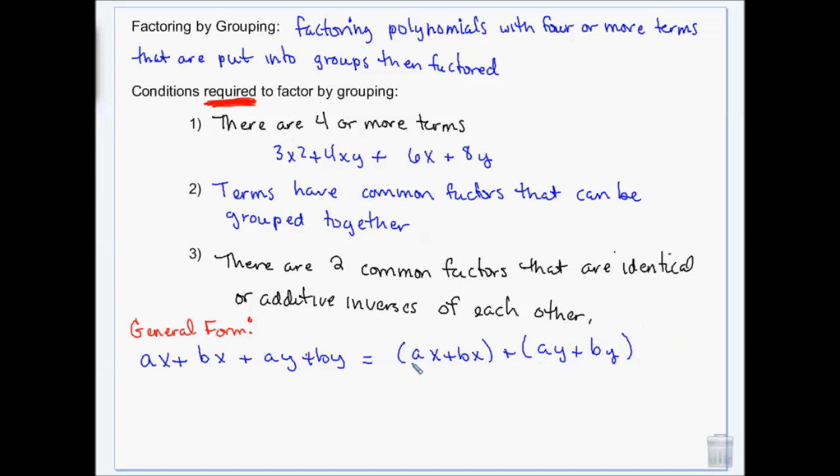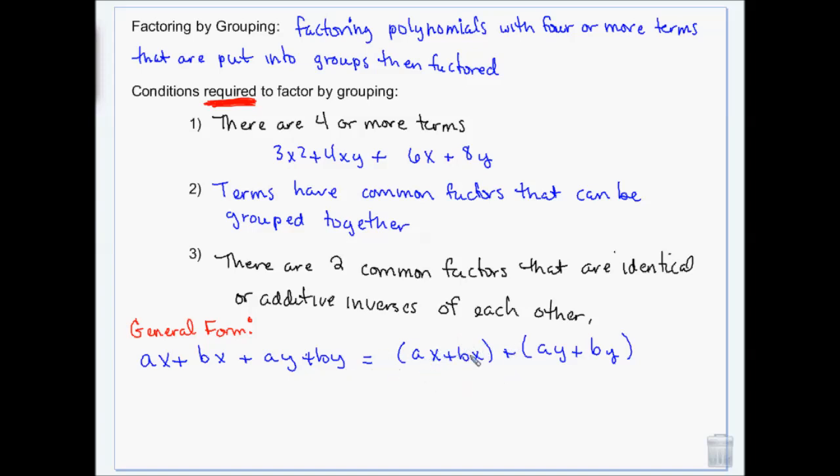Or I could have grouped ax and ay together because they both have a's. Well, why group it at all? You have to group it to factor it, because there's not one thing I can factor out of all 4 of these. Do you see that?